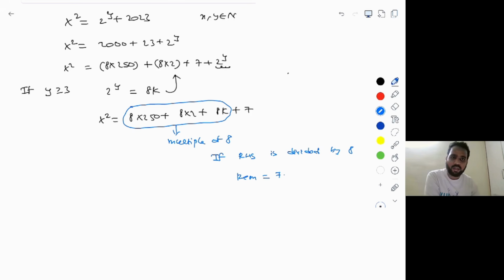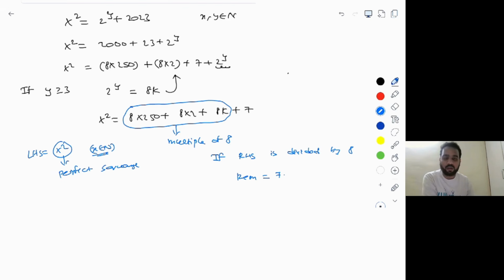But this entire right hand side is also equal to the left hand side, which is x square. And let's keep in mind that x belongs to natural numbers here. So if the right hand side leaves remainder 7 when divided by 8, it's very obvious that when you divide the left hand side also by 8, it has to leave the remainder 7. But the main problem here with the left hand side is that x square is a perfect square.